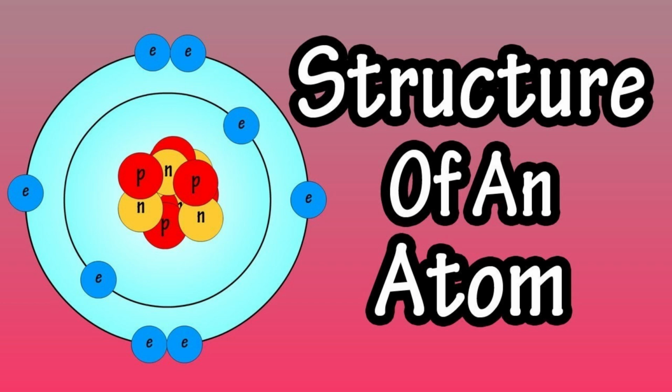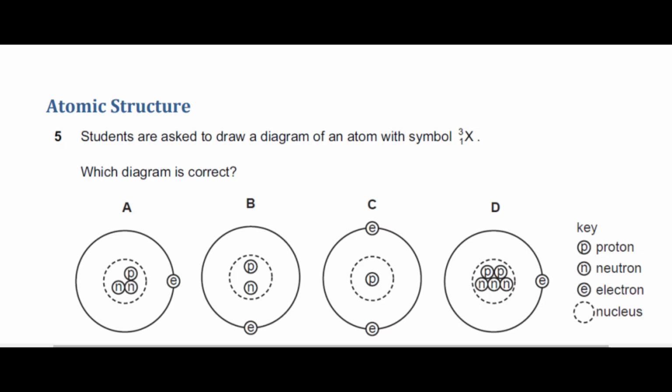This video will explain the paper 1 question for the topic structure of an atom, especially for beginners, as it includes the very basic questions. Question number 1: students are asked to draw a diagram of an atom with the symbol X, atomic number 1, mass number 3.